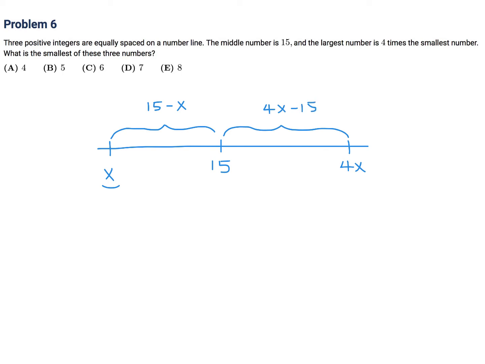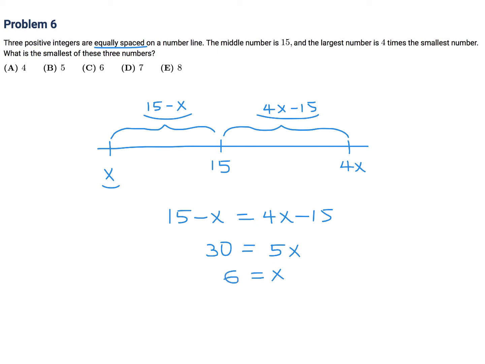And then we are told that they're equally spaced, so that means that this and this are equal. So 15 minus x is equal to 4x minus 15. That means that 5x is 30. So x is 30 divided by 5, which is 6. So this is 6, and this would be 24. And this is 9, and this should be 9 also. 4 times 6 is 24. Yeah, it is. So everything works out.